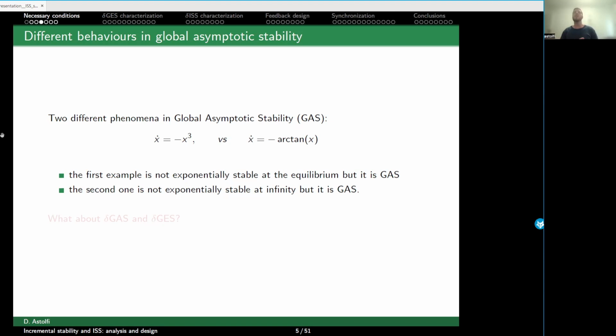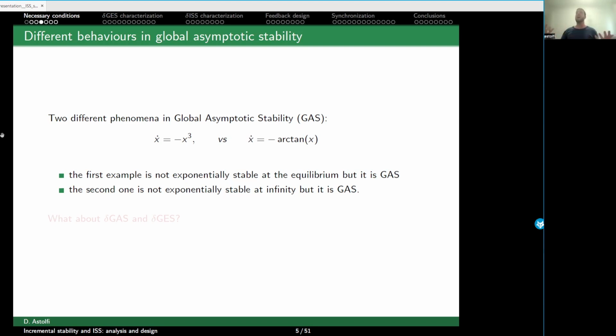On the other hand, we have a second example, which is x dot is equal to minus arctangent of x. We see that this system is globally asymptotically stable. Again, the origin is globally asymptotically stable because from any initial condition, the solution will converge to the origin. But it is not globally exponentially stable because at infinity, the speed of convergence is not fast enough. And indeed, the arctangent is saturated.